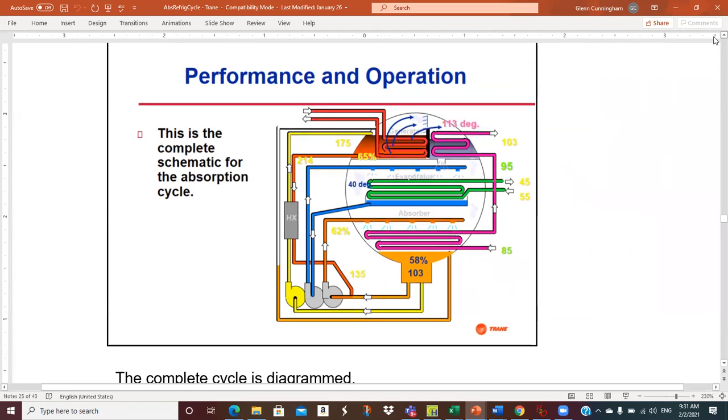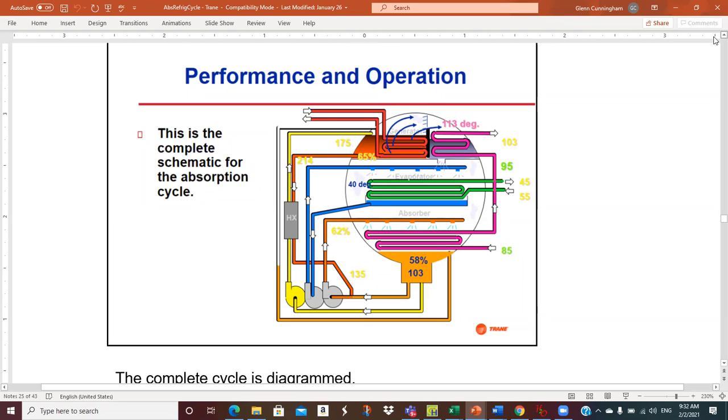Okay, so this is kind of what we talked through before. All of these components make up the absorption chiller. Some of these are common to the centrifugal or other types of chillers, but quite a bit of this equipment really is not. We don't have the generator and the absorber and some of these pumps. They take the place of the compressor in our typical vapor compression cycle.